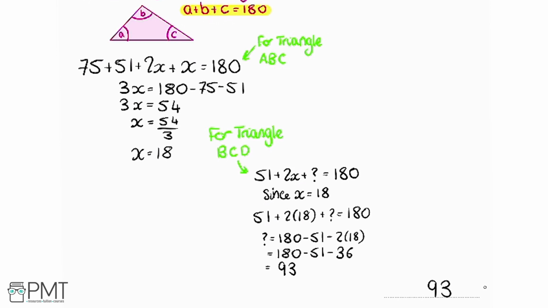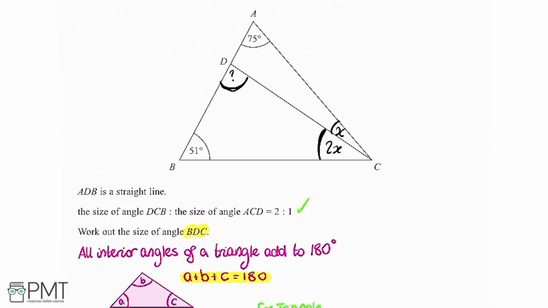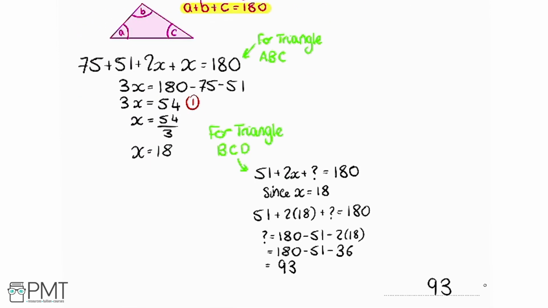Okay, so this question is 4 marks. And we get the first mark for getting this 54 here, so essentially working out that this whole angle here is 54 degrees. Then we get a second mark for using that fact to work out that our x value must be 18. We get our next mark for this bit of working, and our final mark for then using that working to get down to the correct answer of 93 degrees.